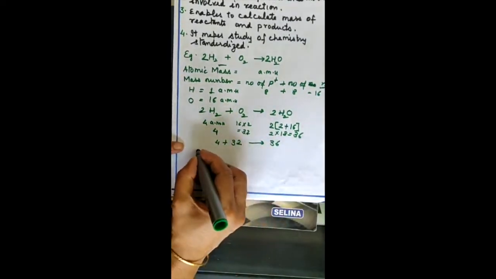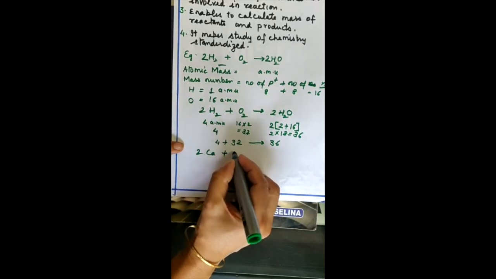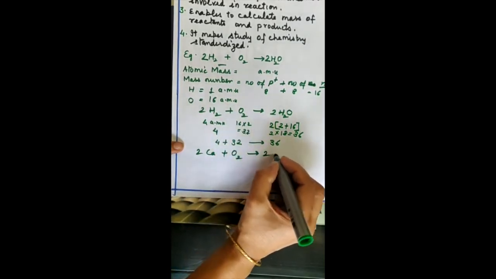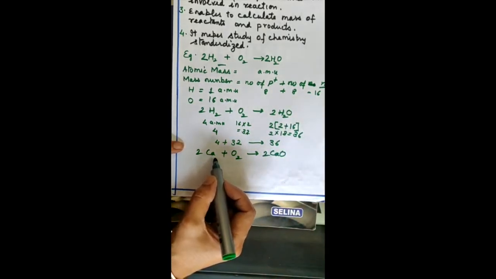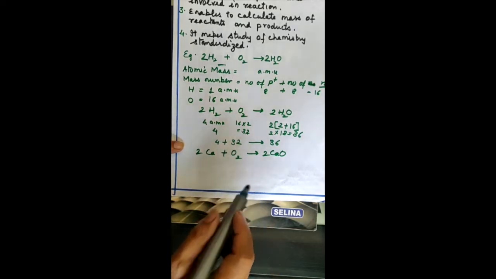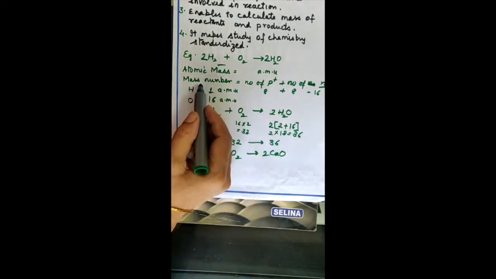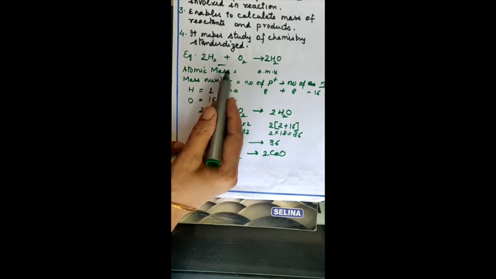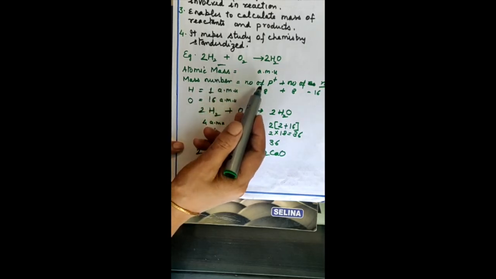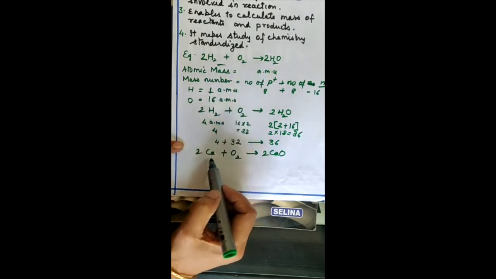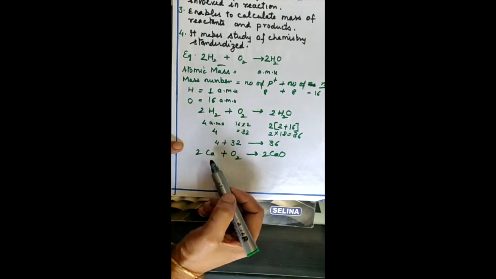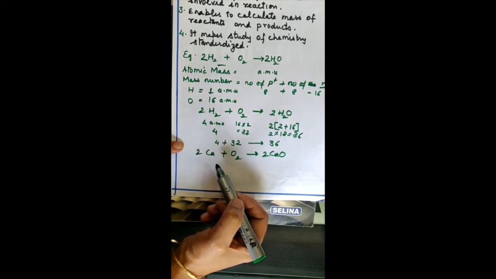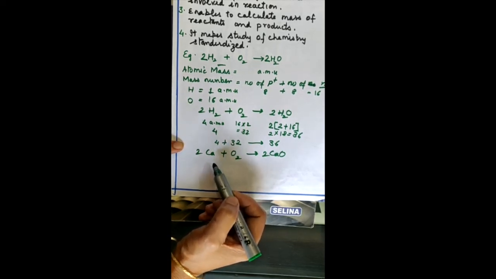Okay, take one more balanced equation. 2Ca plus O2 gives 2CaO. Let's see the atomic mass of calcium. Children, in most cases, atomic mass as well as mass number is the same, except that atomic mass has a unit and mass number is expressed without unit. In the case of calcium, its atomic mass is 40. Otherwise too you can calculate, because calcium's atomic number is 20. It contains 20 protons and 20 neutrons. So 20 plus 20, it becomes 40.